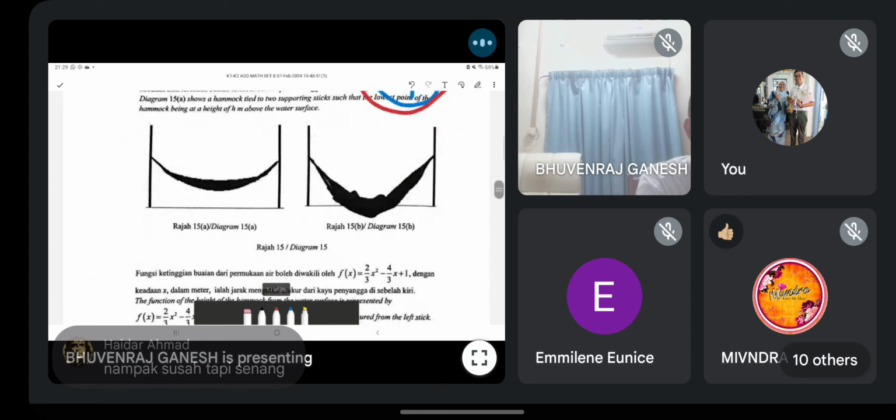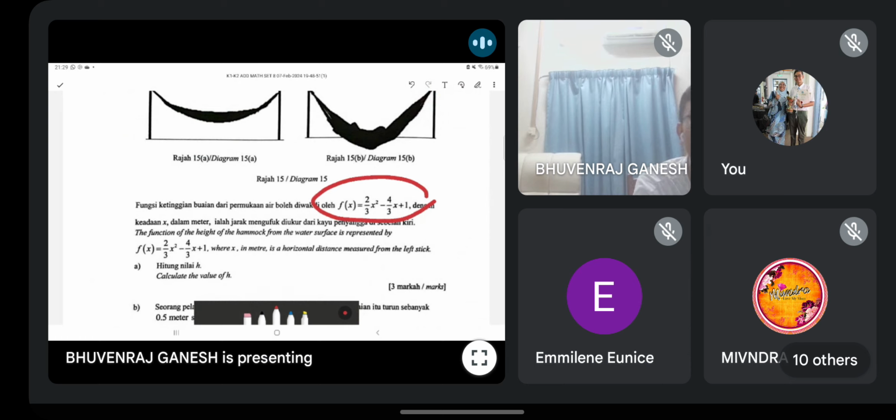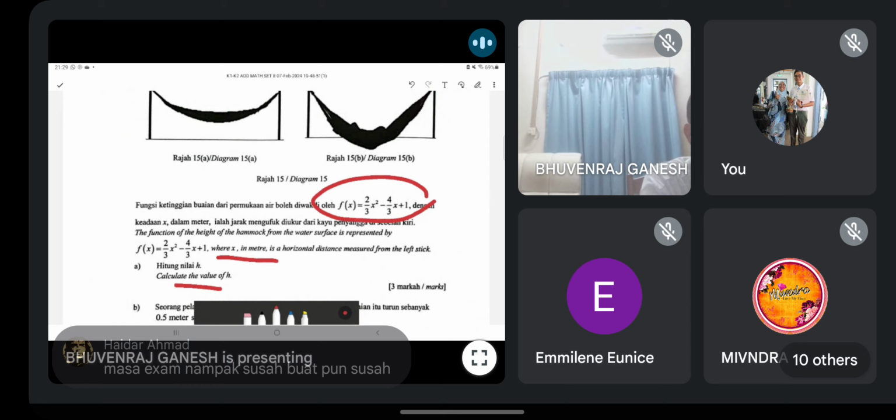Okay, so next one for soalan 15. Okay, they give you the equation. Yeah, actually easy only. You just think it's hard only. Okay, so they say X is the meter.